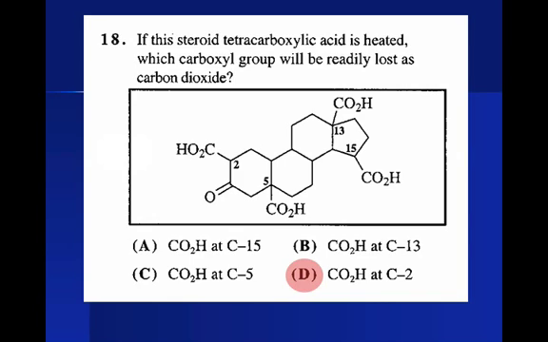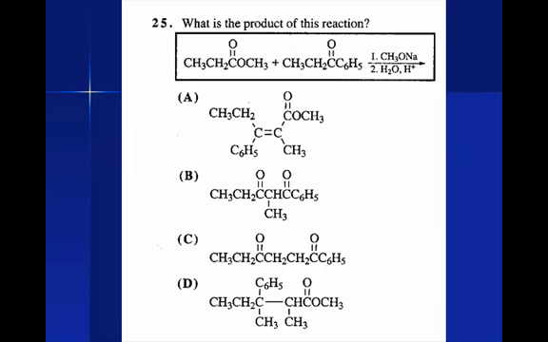Okay? So very similar to the malonic ester synthesis after we boil it up in acid. You have that beta relationship between the two carbonyls. And so that's why you get the loss of the carboxylic acid at position 2, not at position 5, 13, or 15. Those are stable. They'll stick around. But the one at 2 is readily lost.